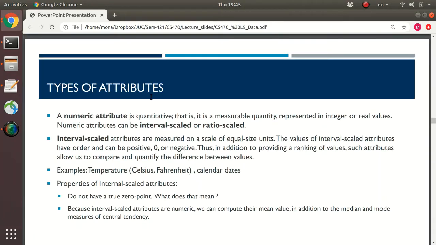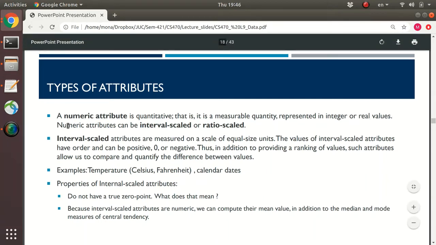Another type of attribute is a numeric attribute, which is quantitative. That is, it is a measurable quantity, and this is unlike the previous types of attributes, which are nominal and ordinal, which we said are only qualitative types of attributes. Numeric attributes can be represented in integer or real values, and can be either interval scaled or ratio scaled.